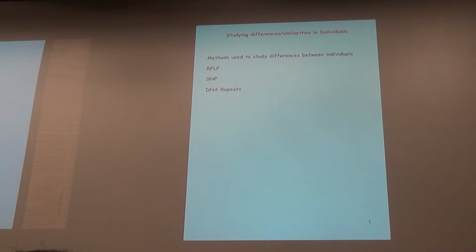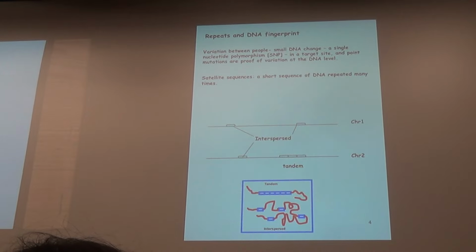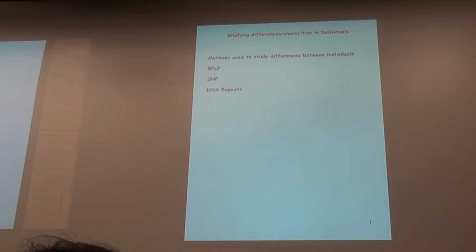We're going to start with repeats first. So we're going to go backwards. We're going to start with repeats and then we're going to go to RFLP and SNPs. So imagine there are three different individuals right here, and they have a particular sequence in their genome. Here it is, and there is a G over here at the fourth nucleotide.